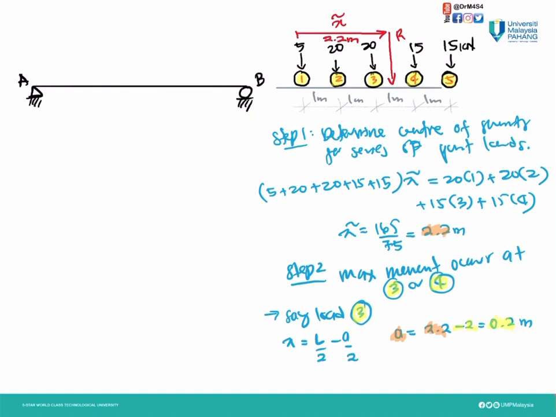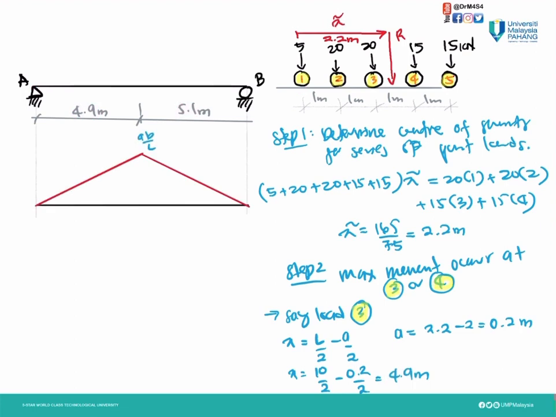Once again, we have our x bar is 2.2 and the distance from wheel 1 to wheel 3 is 2 meter. So minus that 2 meter, we get our a is 0.2. Then we can calculate our x is 4.9 meter. Therefore, we identify the distance for that is here. So the balance of the distance is 10 minus 4.9, we get 5.1 meter.